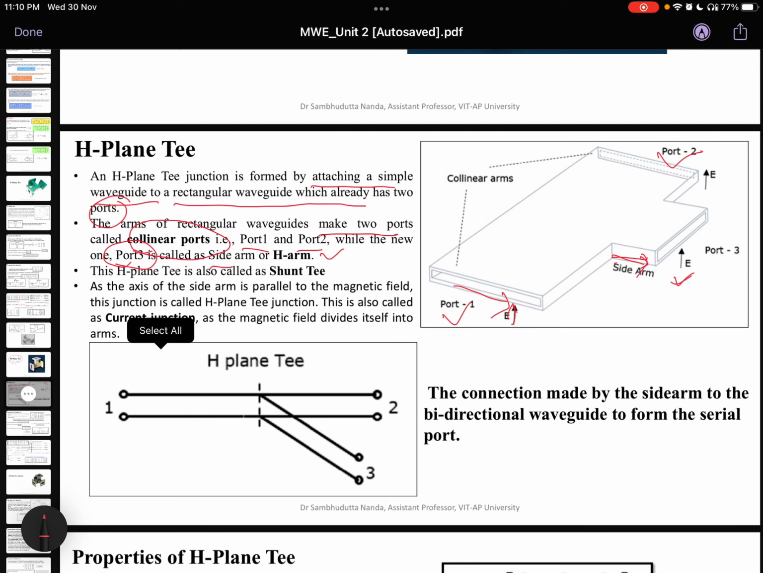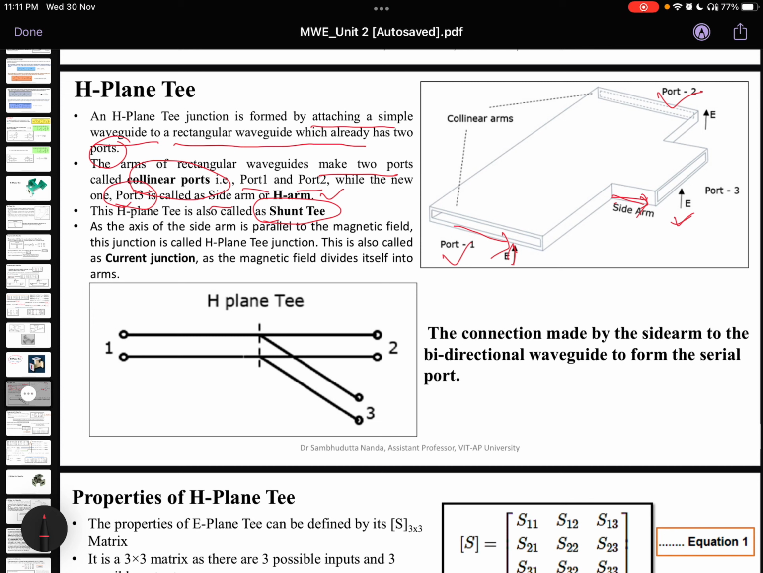Next, this H-plane Tee is also called a shunt Tee. Why is it called a shunt Tee? Now you can see this image here. This is how the H-plane Tee is graphically represented. It is like a parallel connection to the existing waveguide. So this is port 1, port 2 and this is port 3, and it is like a parallel connection here. So that is why it is also called a shunt Tee.